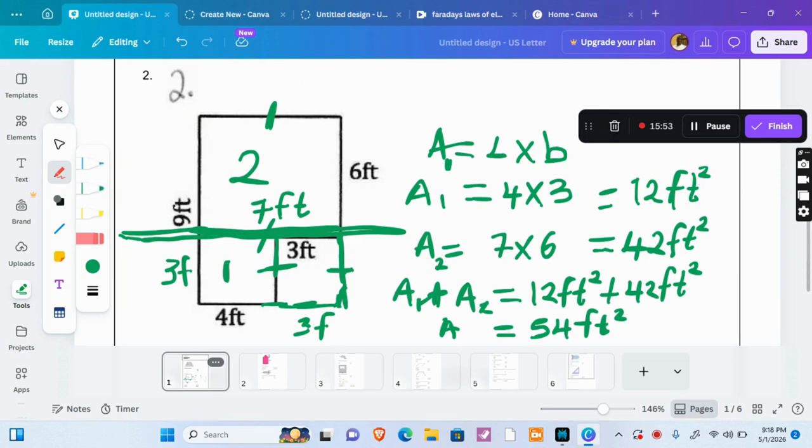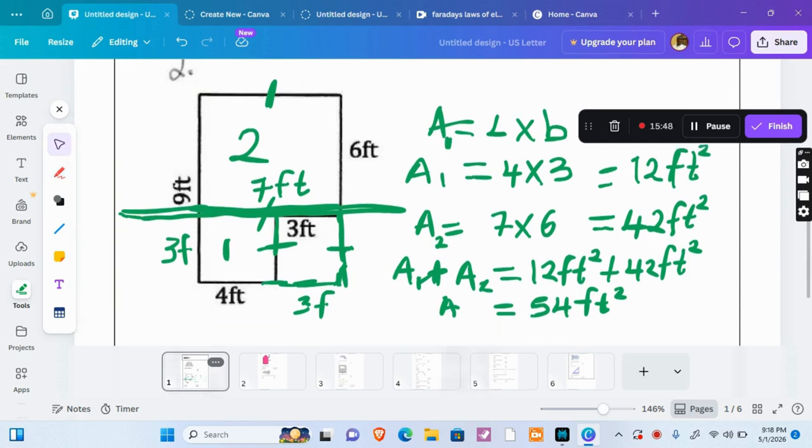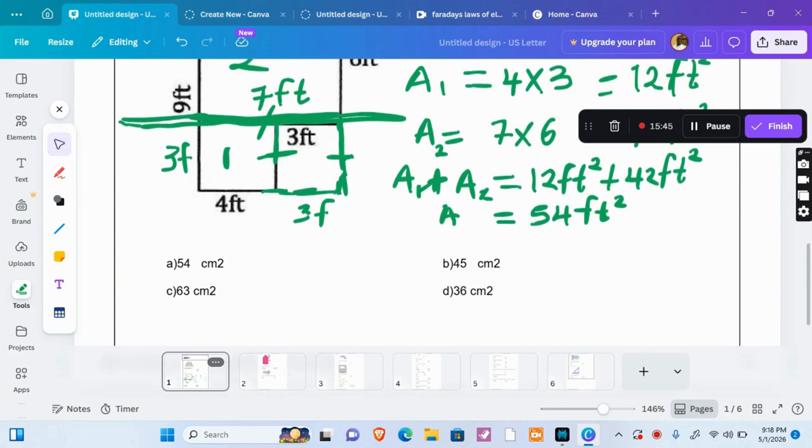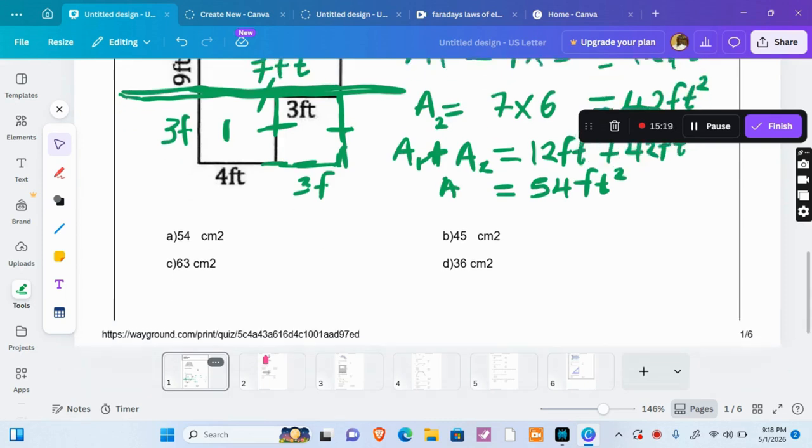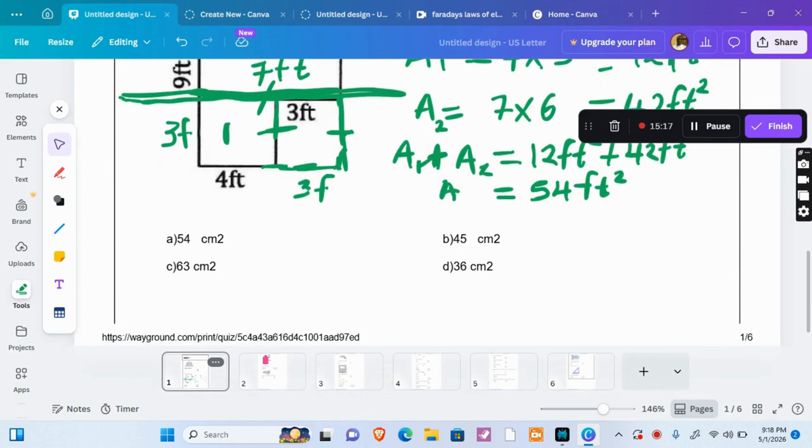So we're done with example 1, but this example actually has options. So let's check the option that works with our answer. Option A says 54. Mistakenly, they use centimeters instead of feet. Let's assume that it's centimeters. So the answer is still 54, whether it's centimeter squared or feet squared. There's an error in the question, but 54 is still 54. So that's the answer for that question. That is it. So let's go to the next question.